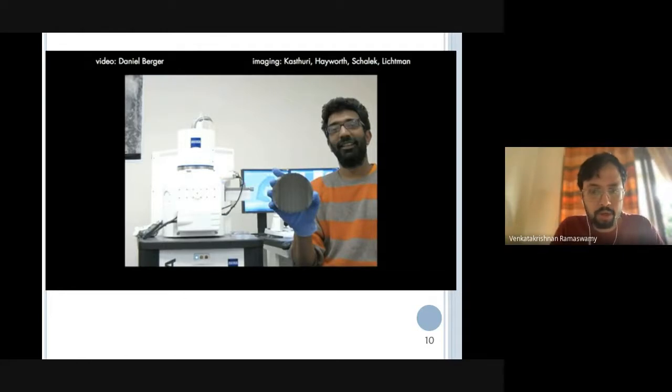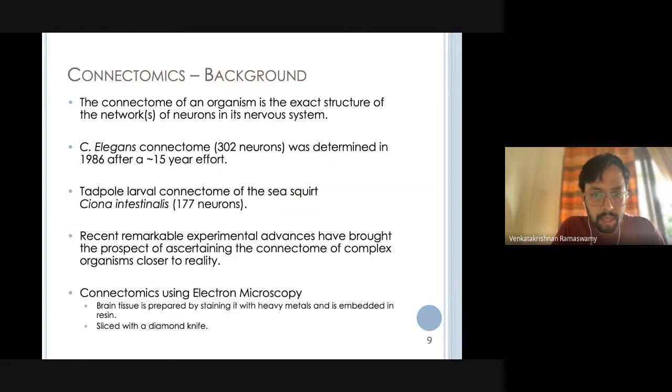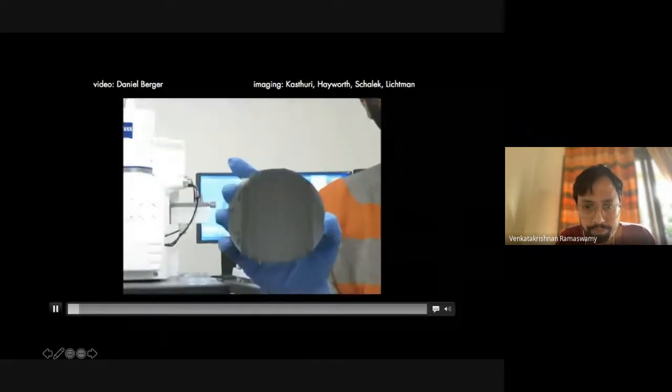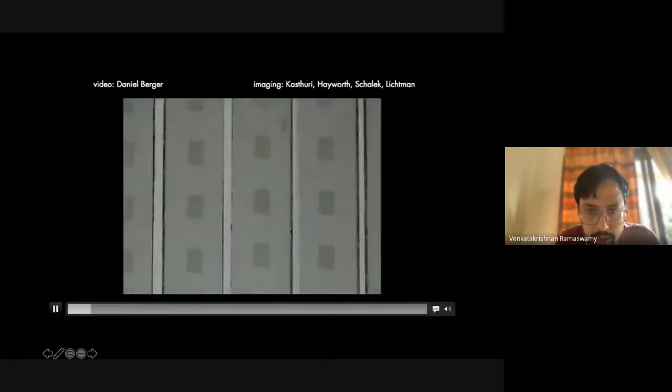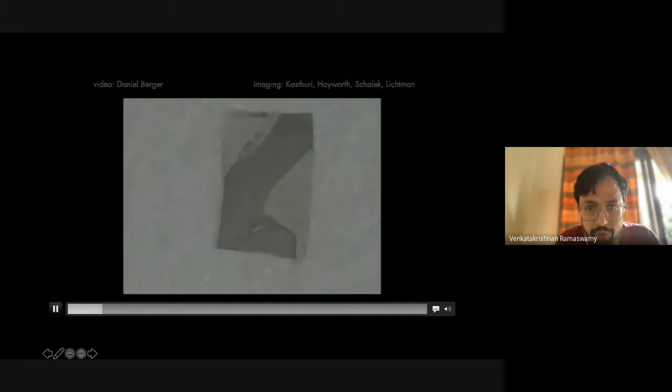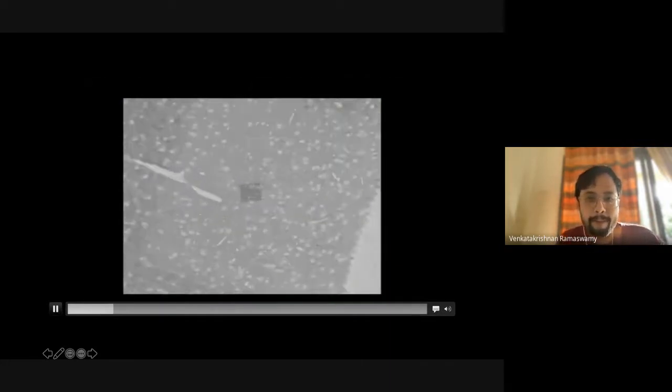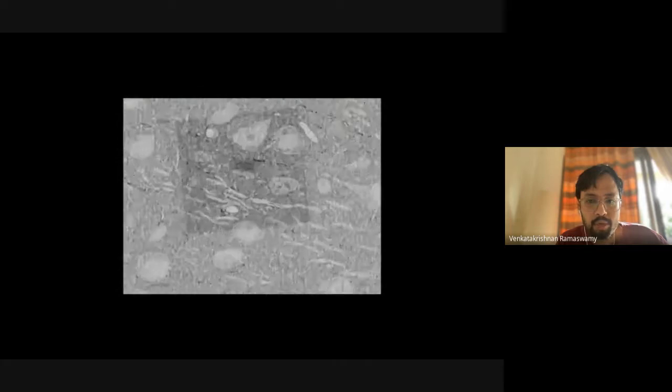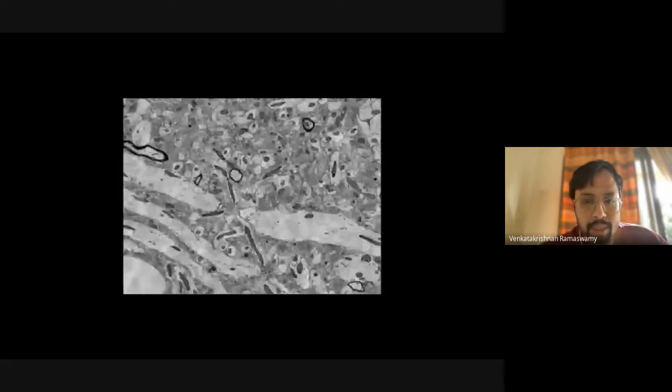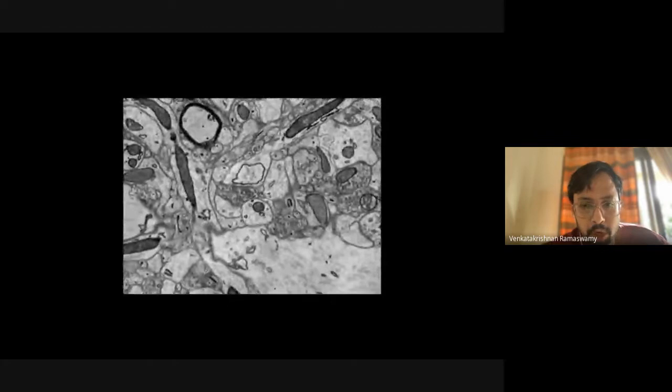This is going to be a video, and what you'll see is a person who has a dish with slices of brain tissue from a mouse, and the video will basically fly through it. These small boxes are pieces of tissue from the mouse cortex. As you fly through it, you see electron micrographs at various resolutions, and now you're beginning to see the cell bodies.